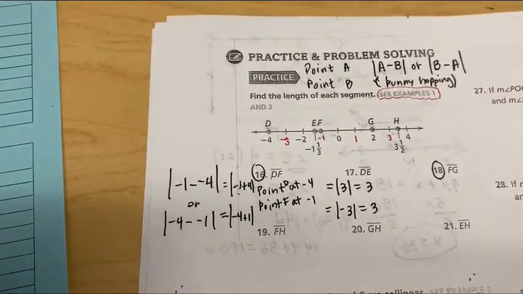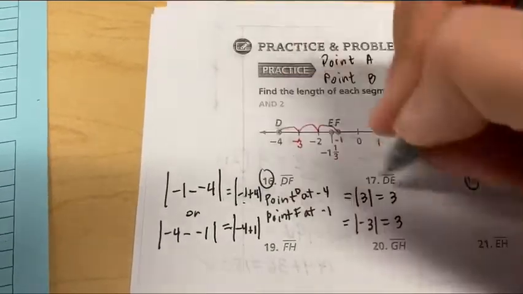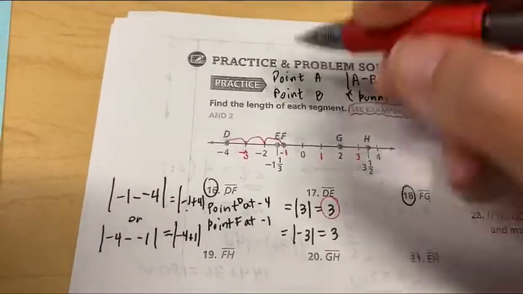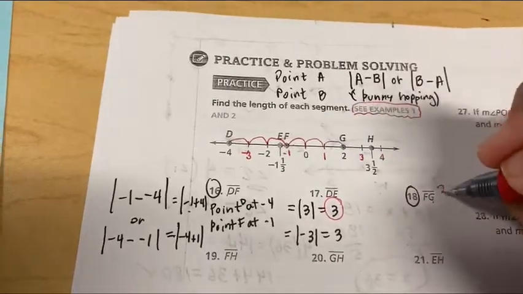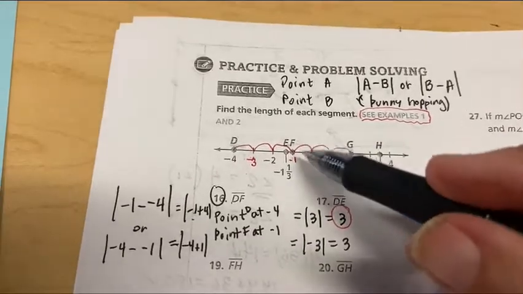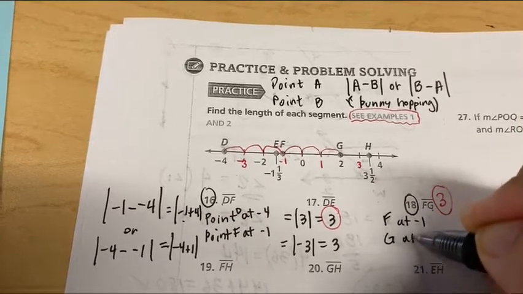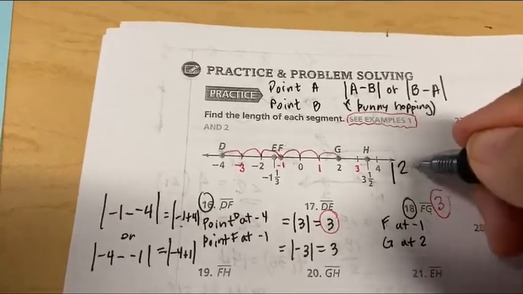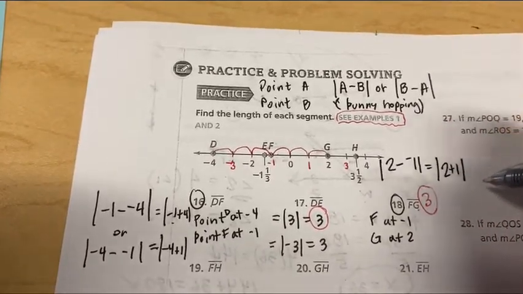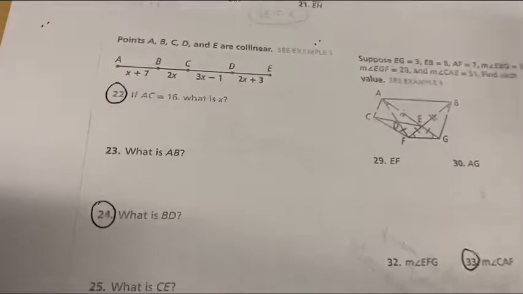Another way to do it would have just been the bunny hop: 1, 2, 3. So I'm definitely sure my answer is 3. Now let's take a look at FG. I bunny hop and I get 3, but I could use algebra to make sure. F is at -1 and G is at 2, so the absolute value of 2 minus -1 is 2 plus 1, which is 3. Good job.